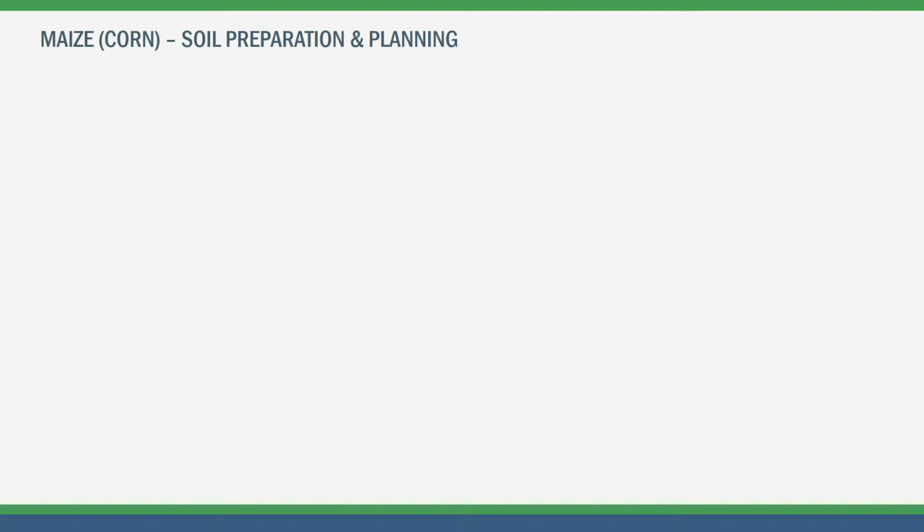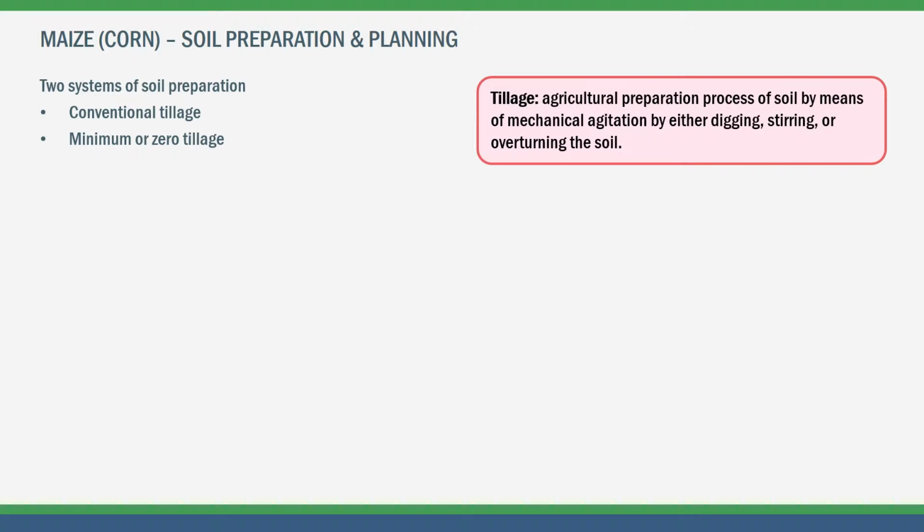In many of the world's developed countries, maize and sorghum are produced using very mechanized procedures. There are generally two systems of soil preparation that are used. These include conventional tillage systems or minimum or zero tillage systems. Tillage is best described as the agricultural preparation process of soil by means of mechanical agitation, by either digging, stirring, or overturning the soil.